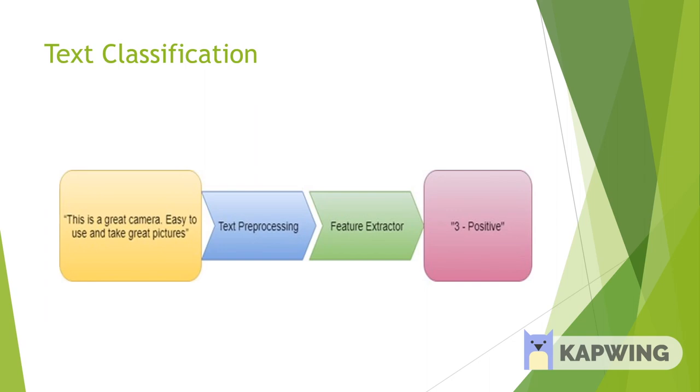Here are the few steps that are involved in text classification. When a customer or a user submits a review towards a product, the piece of text is pre-processed to eliminate any special characters and to only store the keywords, and later the features are extracted from that piece of text. And at the end, using sentiment analysis, we will be able to produce a label for that piece of text. In this case, this particular review is a very positive review, so it's going to be a positive review of value 3.